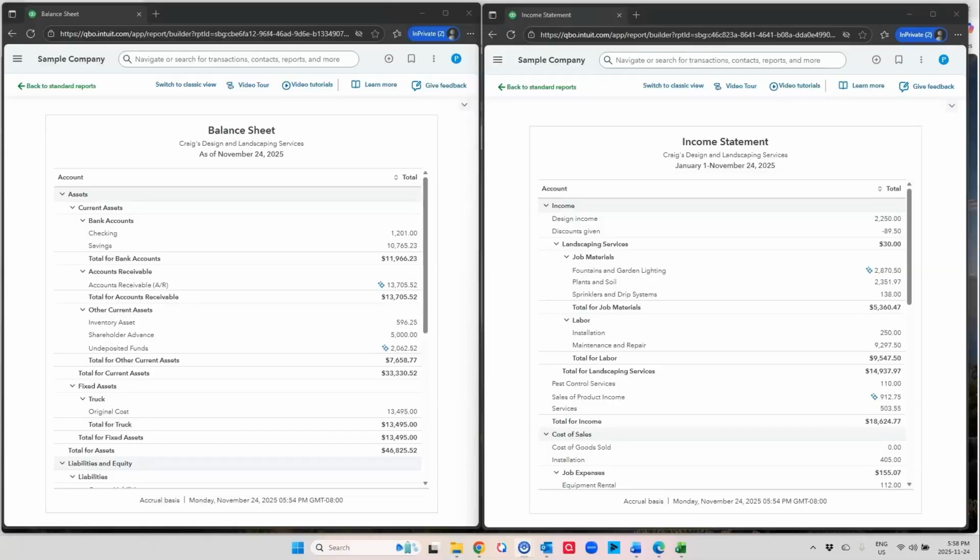So let's take a look at a balance sheet in QuickBooks Online as a starting point. We are in QuickBooks Online with both a balance sheet and an income statement open. I'm going to start by looking at the balance sheet.